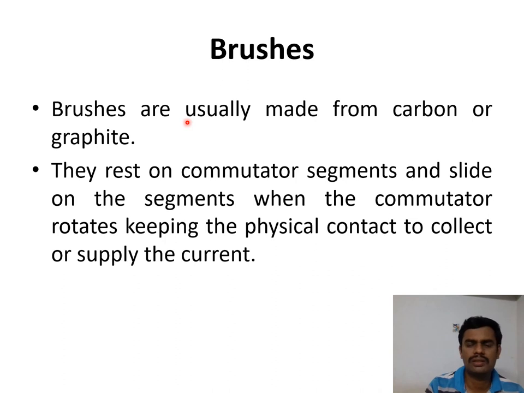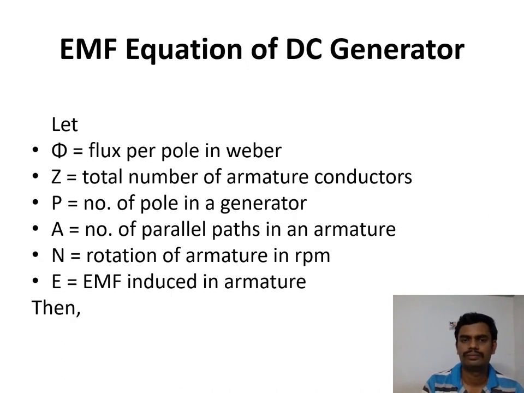Coming to the brushes, they are used for collecting the current from the commutator. They are generally made up of carbon or graphite. They rest on the commutator segments and slide on the segments when the commutator rotates, keeping physical contact to collect the supply current.